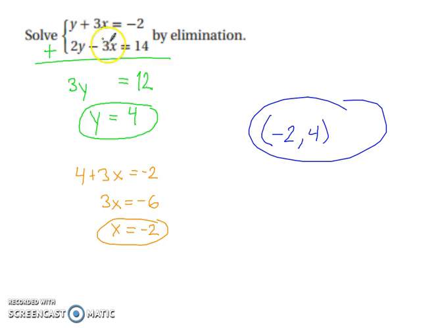So to eliminate, we're going to add our two equations together, leaving you with 3y equals 12. Solve for y. y equals 4. Now we're going to substitute that 4 back into one of the original equations so that we can get the value for the other variable. Solve for x, and you have an x, y coordinate, so negative 2, 4.